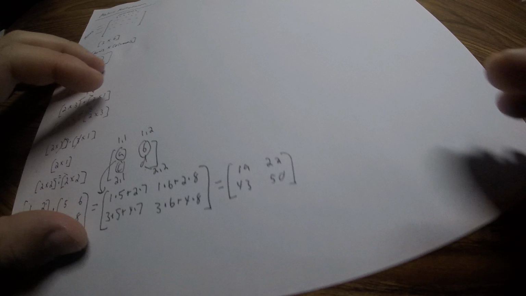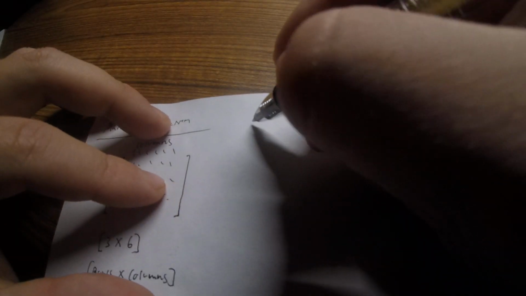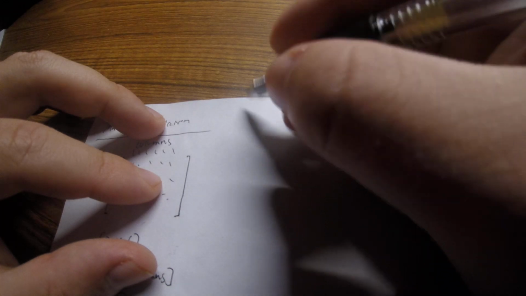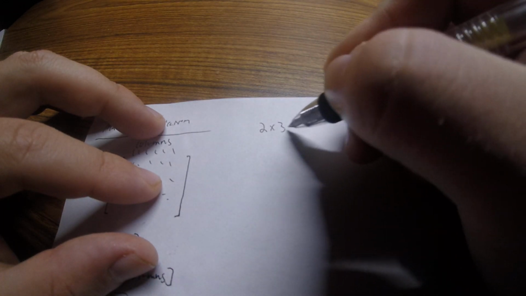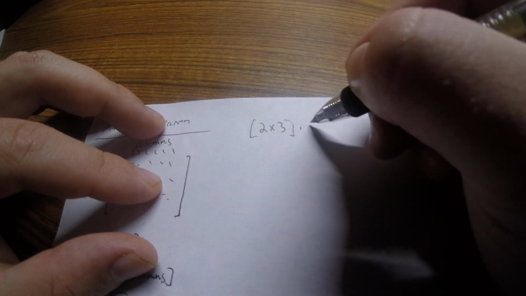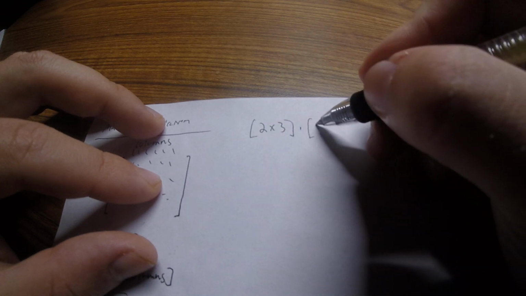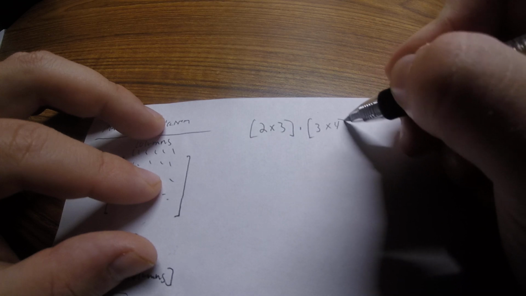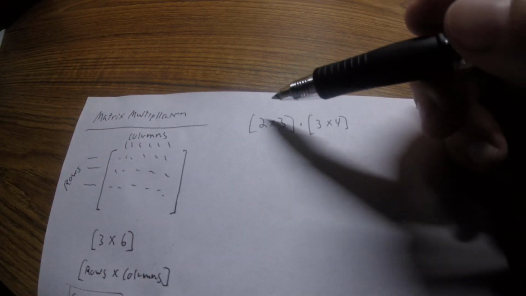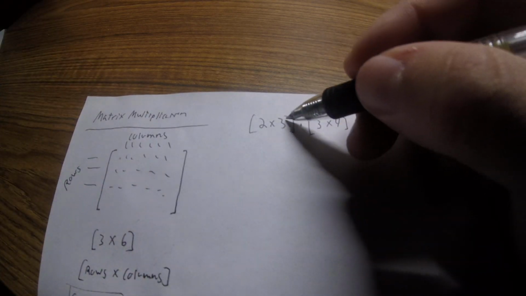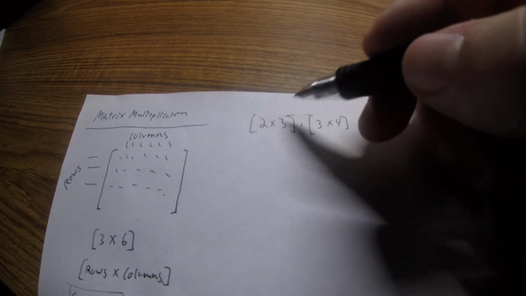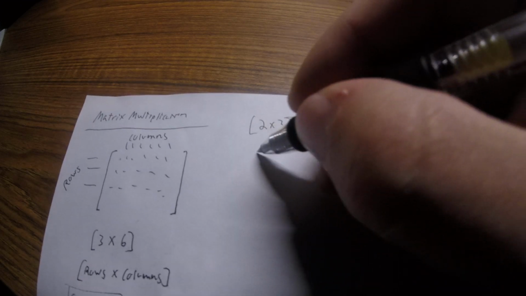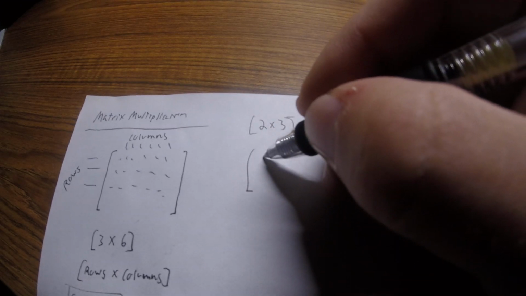So now let's go into a more complicated one. Well, it's not really more complicated, it's just a little more tedious. So let's do an example of, let's say, a 2 by 3 by a 3 by 4. So what does this tell us? That, number 1, these can be multiplied together, and number 2, that the resultant matrix is going to be a 2 by 4. Okay, so let's just do this one out quickly.